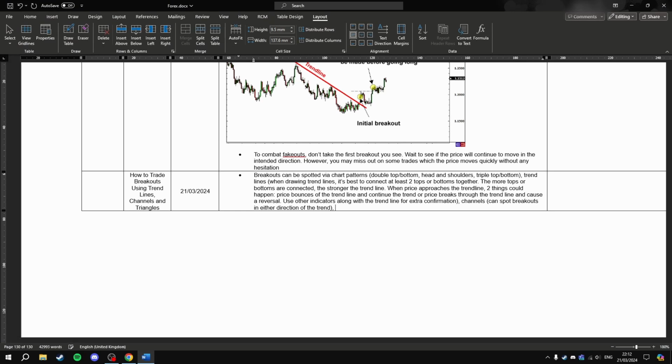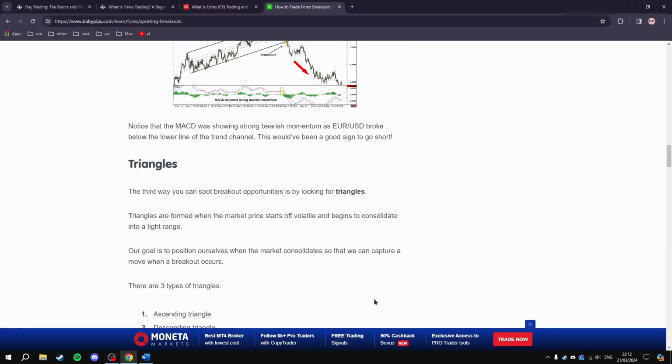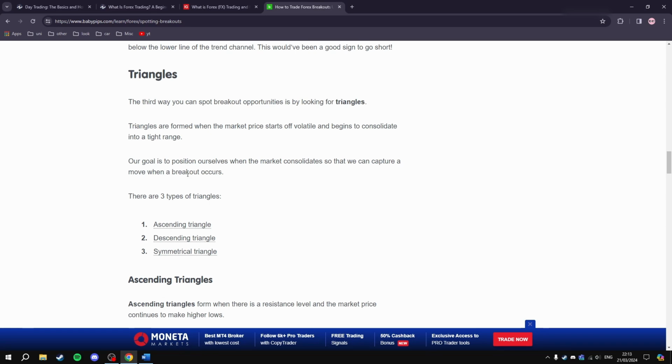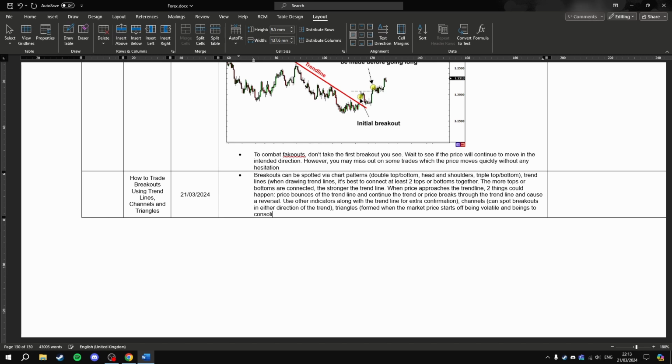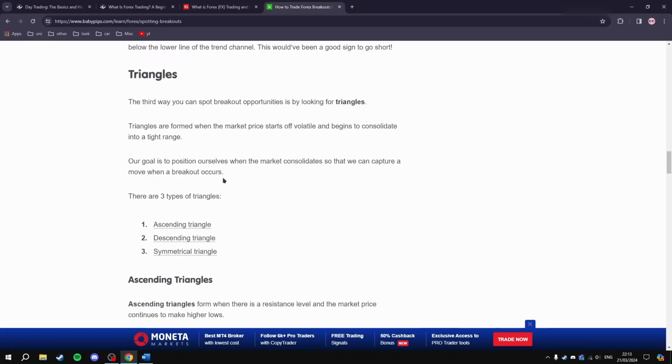Triangles. The third way you can spot breakout opportunities is by looking for triangles. Triangles are formed when the market price starts off volatile and begins to consolidate into a tight range. Our goal is to position ourselves when the market consolidates so that we can capture a move when a breakout occurs.